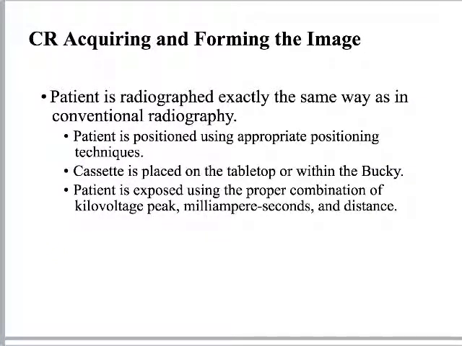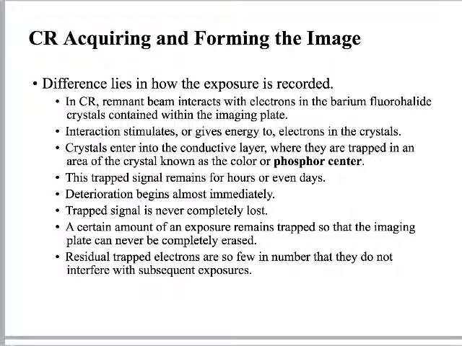So the big takeaway here is that with CR, the patient's radiographed exactly the same as conventional radiography, exactly the same way as film. In fact, a lot of times almost the exact same techniques can be used. They're positioned the same. The cassette can be placed either tabletop or in the bucky, et cetera. Where the difference lies between this and film is in the way that the image is then developed, right?